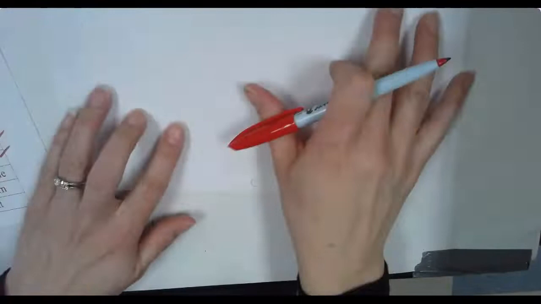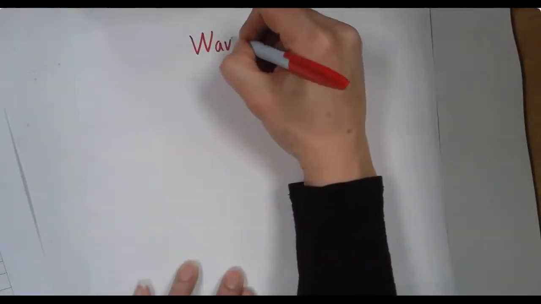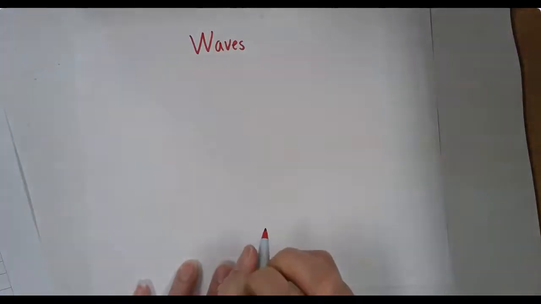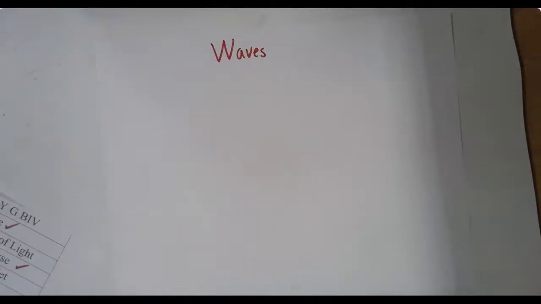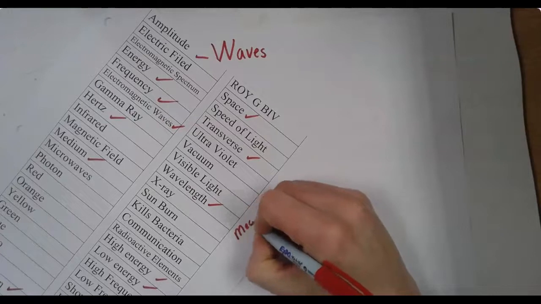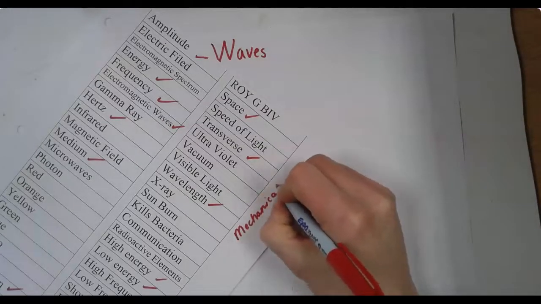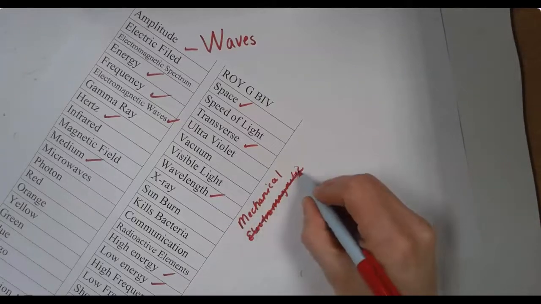So I'm going to start with putting waves on the top of my paper. So if you can grab a piece of paper, pause this video, go grab any piece of paper, and you can kind of do this with me. We're going to put waves up at the top. And I noticed to myself that there's a couple words that are missing, so I'm going to add to the list. So I added mechanical, but actually electromagnetic waves are already on there.